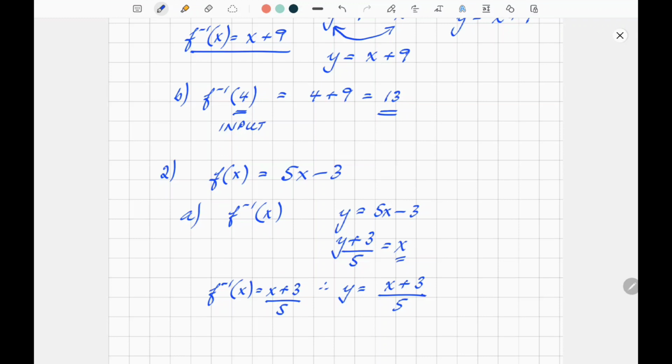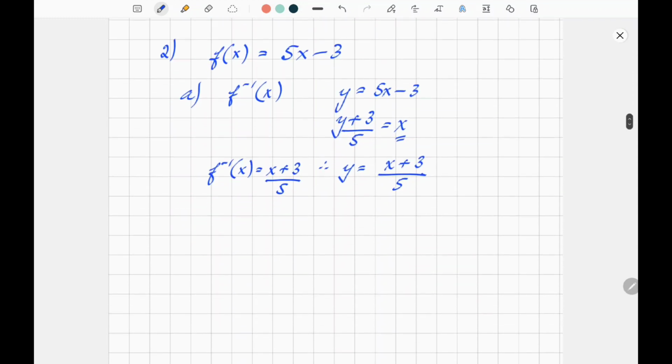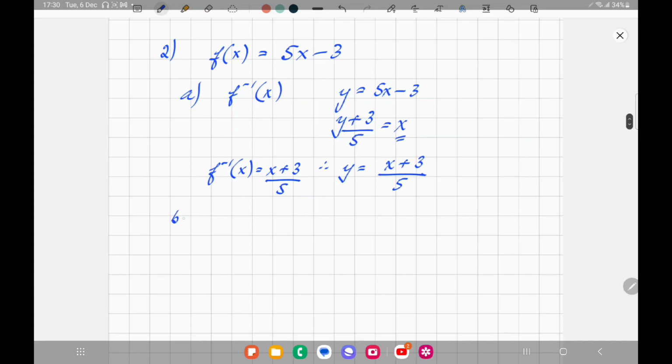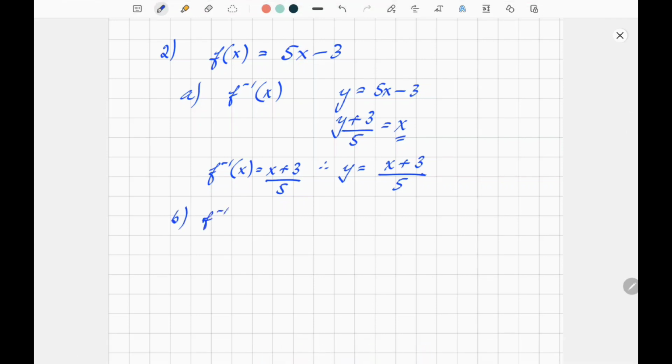And then we have the next part of the question. Fairly repetitive, this one. This time you're just putting 3 into the function itself. Replace the x with a 3. 3 plus 3 over 5. 6 over 5. Is that okay?